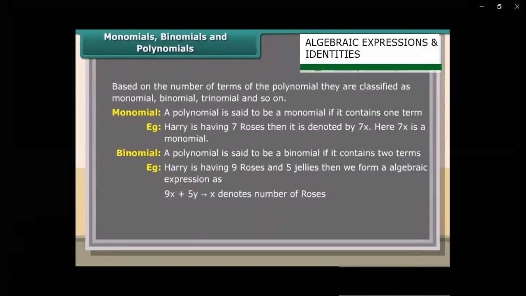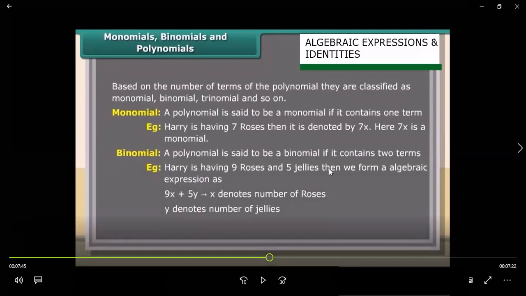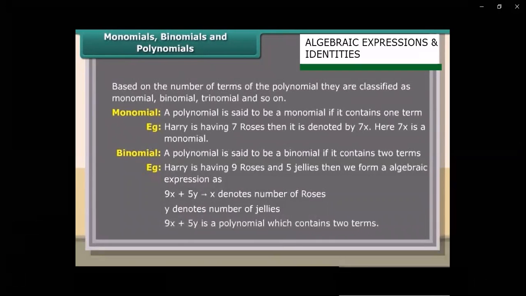For jellies, we can say y. So x denotes the number of roses and y denotes the number of jellies. So 9x plus 5y is the algebraic expression having two terms. The first term is 9x and the second term is 5y, and we have two variables also. So it is an example of a binomial. Two terms, so that's why we call it a binomial.